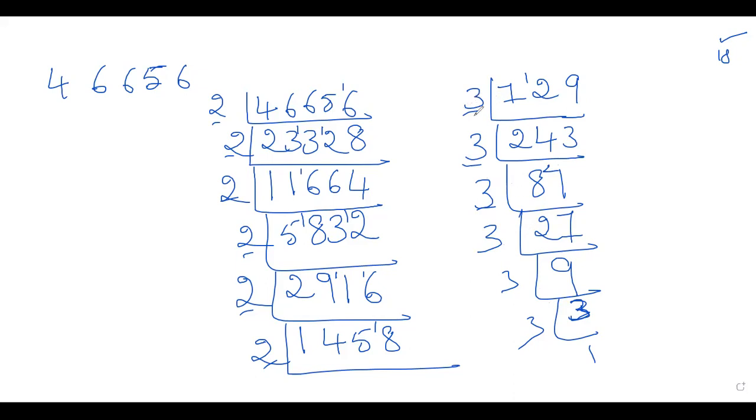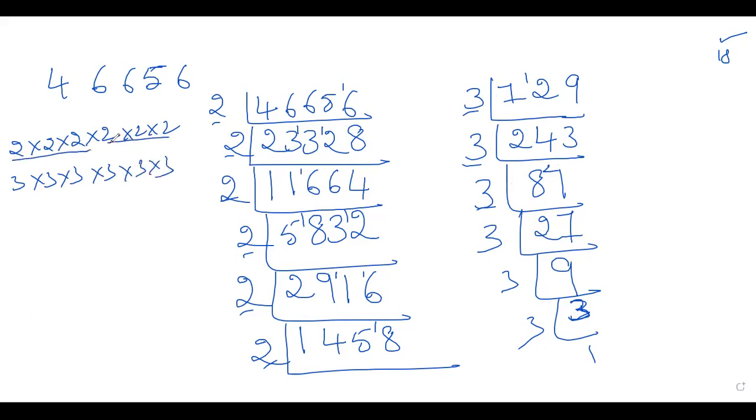Now, how many threes? 1, 2, 3, 4, 5, 6. Yes. 1, 2, 3, 4, 5, 6. We also get three six times.